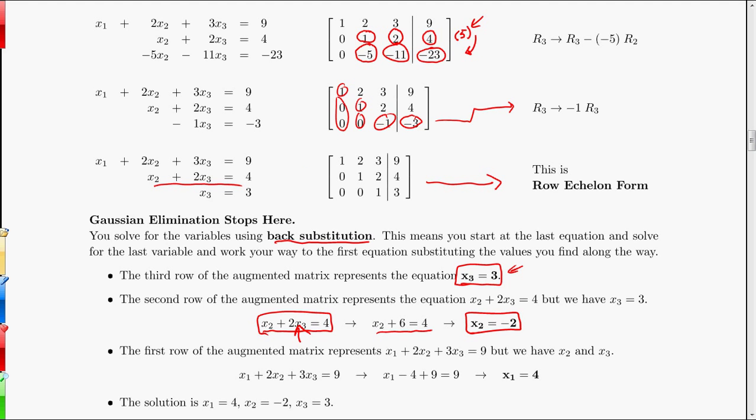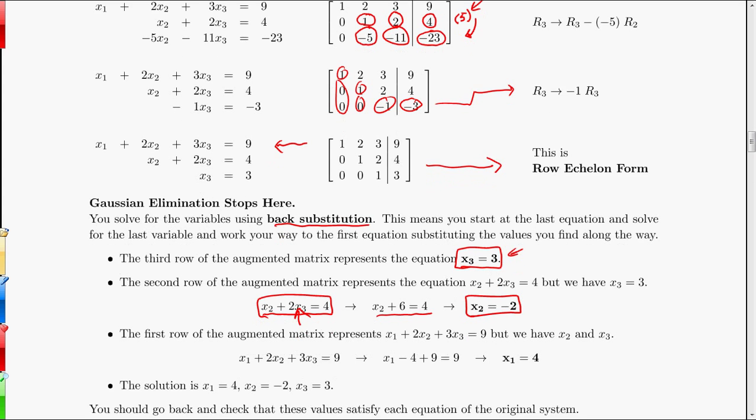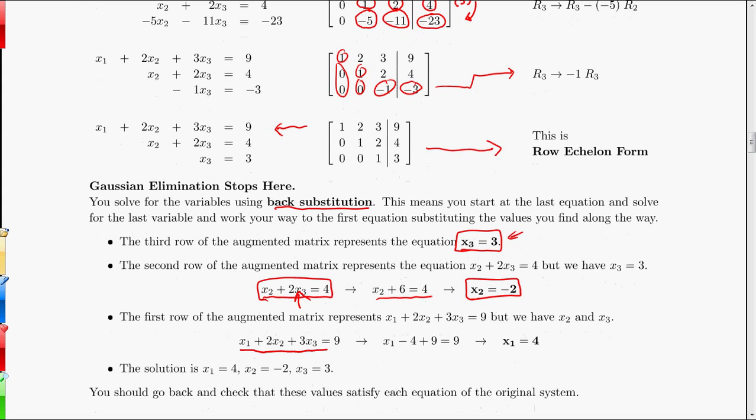And now I'm going to back up to the first equation. And when I write that here, it has x2s and x3s, but I know what x2 is. That's negative 2. I know what x3 is. That's 3. When I plug those in, I get this equation. And then I just solve for x1, and I get x1 equals 4. Right? So our solution is x1 equals 4, x2 equals negative 2, and x3 equals 3.